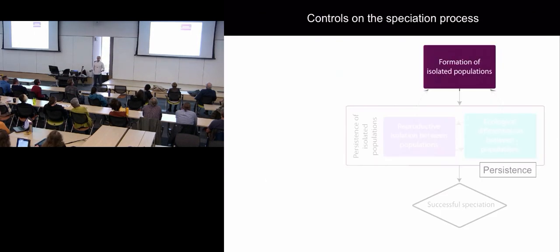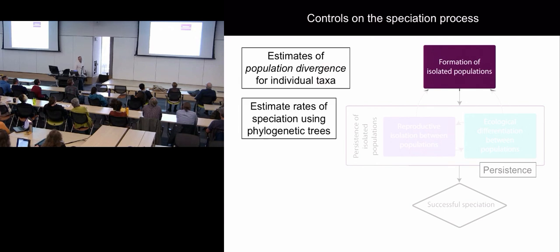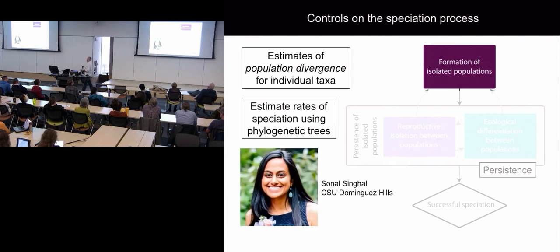So we're going to test this idea using one measurement of divergence between populations. And we're going to think about ways, how can we estimate the formation of population isolates? So we're going to get estimates of population divergence for individual taxa, and then we're going to estimate rates of speciation using phylogenetic trees. We're going to bring those together just like we did in the examples using reproductive isolation in the previous section. And I would acknowledge here my former postdoc, Sonal Singhal, who's now a professor at California State University, Dominguez Hills, who's really taken the lead on a lot of the analyses in this section and in the next section.